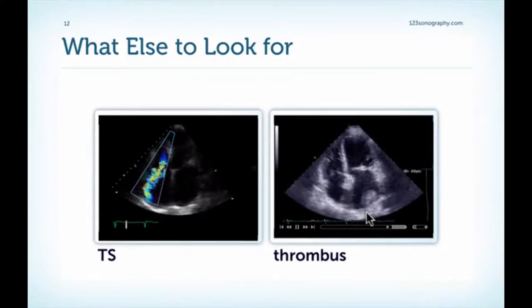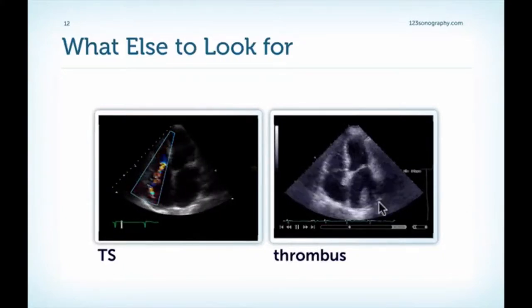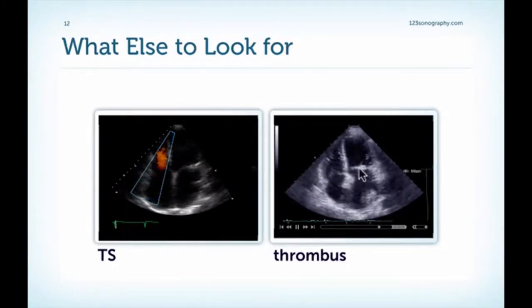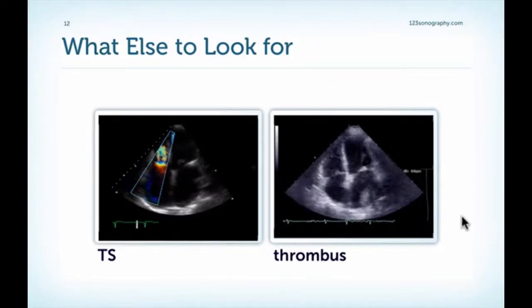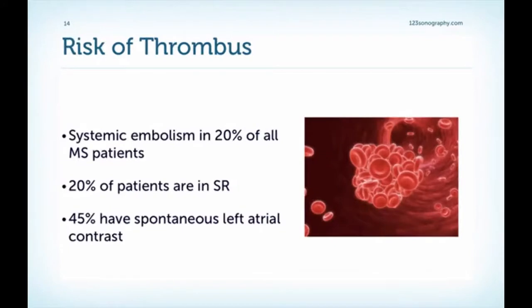Patients with mitral stenosis are at increased risk of thrombus formation, first of all because they have a stenosis and often slow flow phenomena in the left atrium, but also because they frequently develop atrial fibrillation. So this is what we found in the literature with respect to the risk of thrombus. Well, systemic embolism is very frequent, 20% of all patients with mitral stenosis. Only 20% of patients are in sinus rhythm, and spontaneous left atrial contrast is a very frequent finding which occurs in almost half of patients.